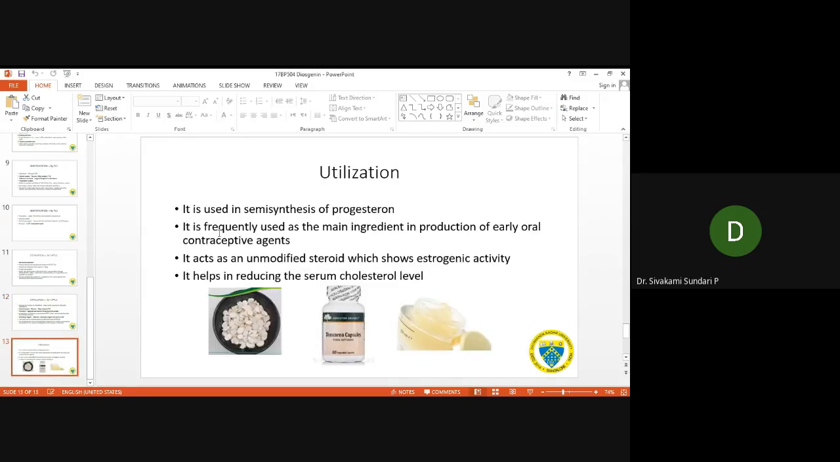Let us see the utilization of Diosgenin. Mainly, it is used in the semi-synthetic synthesis of progesterone. It is frequently used as the main ingredient in the production of early oral contraceptive agents. It acts as an unmodified steroid, which shows an estrogenic effect. It helps in reducing the serum cholesterol level. And nowadays it is even used in anti-aging creams.